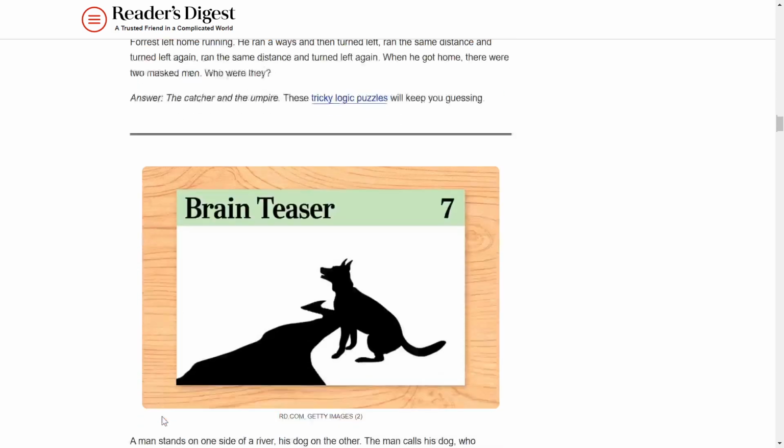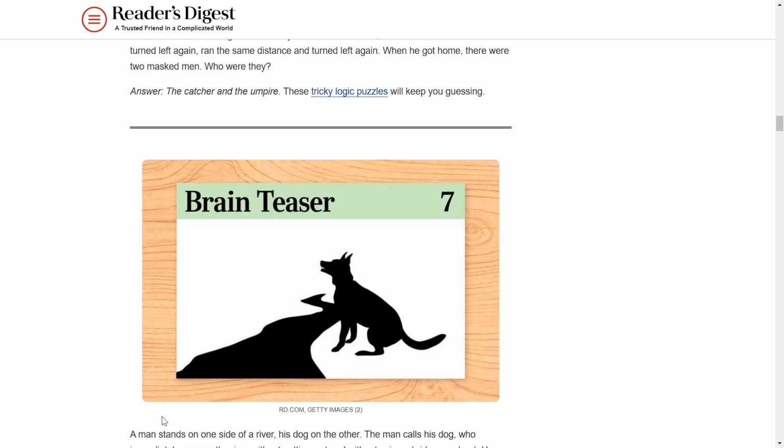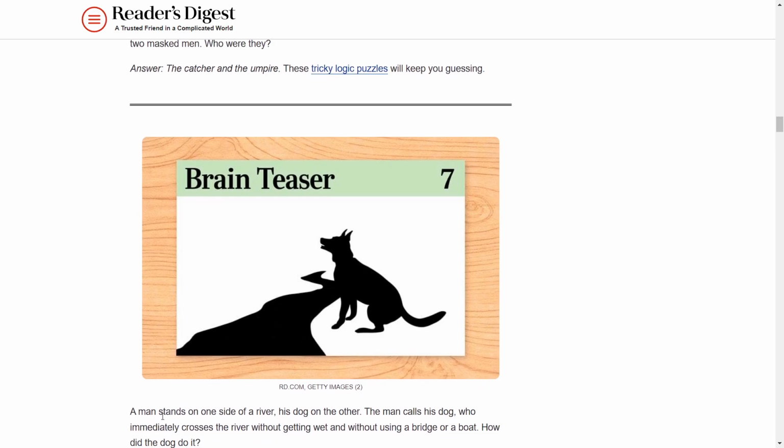Alright. Let's do one more and that's it. No, let's go to 8. 8. A man stands on one side of a river, his dog on the other. The man calls his dog, who immediately crosses the river without getting wet and without using a bridge or a boat. How did the dog do it? I mean, the first answer could be that the river had a bridge. I mean, nobody says that the river is entirely unbridged, that there is no passageway to the other side.